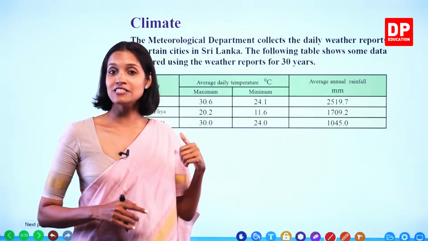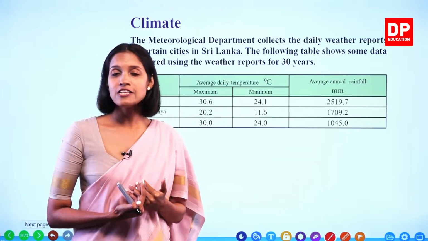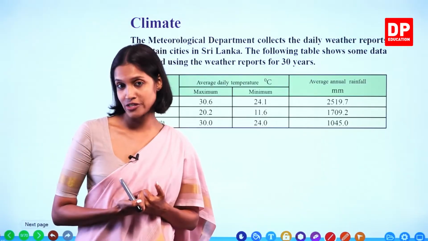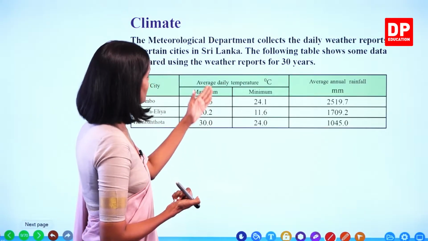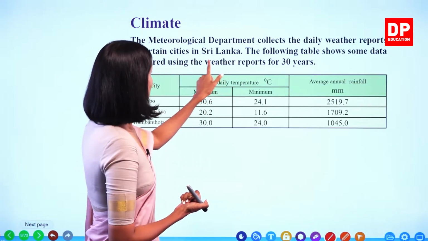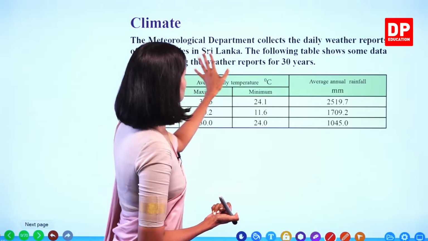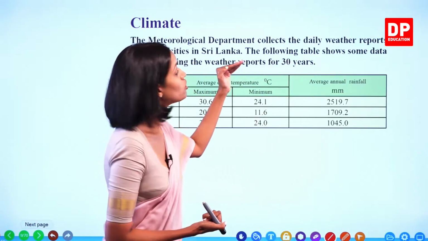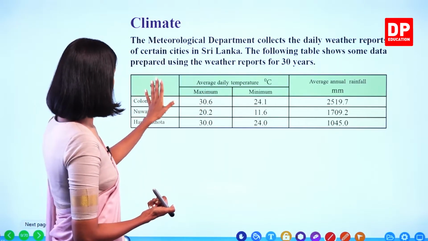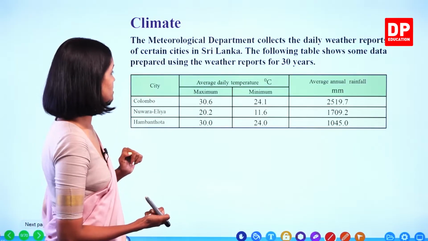Earlier we discussed that table within 2 days. Right, children, within 48 hours or 2 days, which means a short period of time. Now look at this one. This table is given on data, right, where the data was collected for over 30 years, for a long period of time. Right, children? So here 3 cities are given: Colombo, Nuwara, Hambantota.